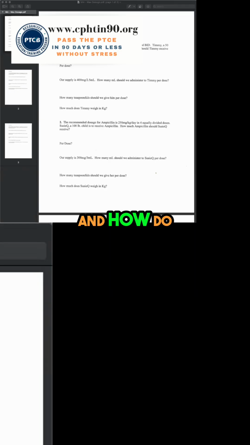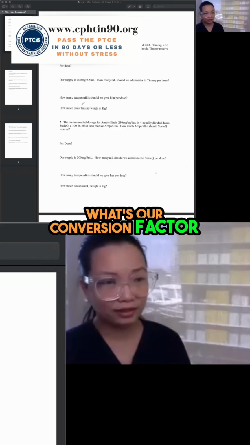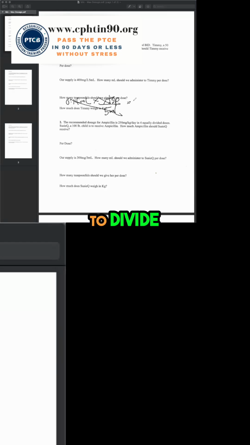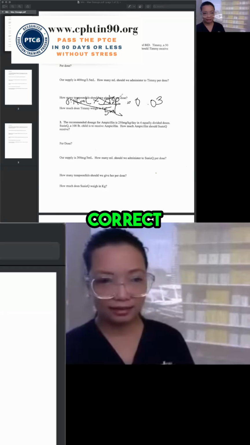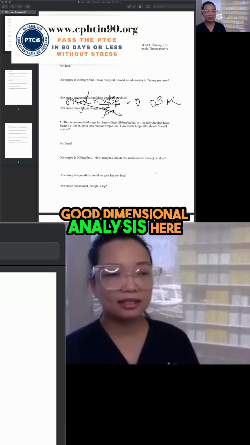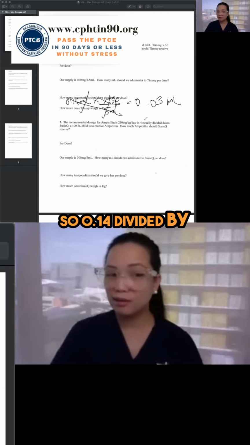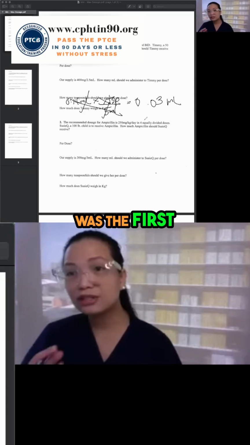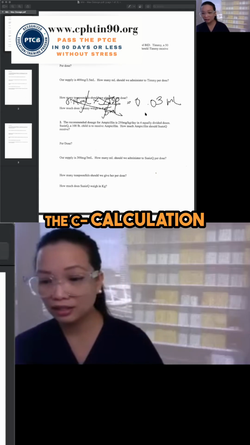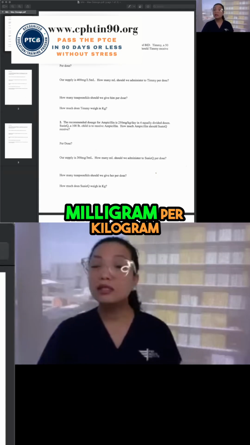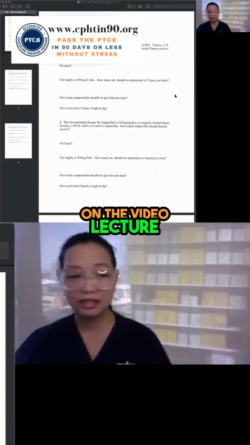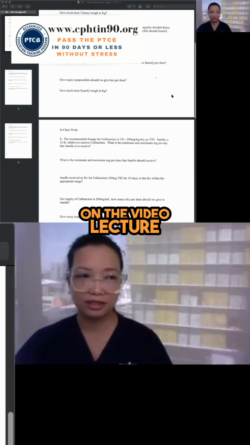Yes. And how do we do that, Stormy? What's our conversion factor? 1 teaspoon equals 5 mLs. Which means you're going to divide 0.14 by 5, which is 0.03. Correct. I did dimensional analysis here. So 0.14 divided by 5 is 0.03. Hands up. And then the last question was the first thing that we had to do, which is the calculation of the weight. Is that clear? Milligram per kilogram per day dosage calculation. Second one is on the video lecture. Let's go over it since it's on the video lecture.